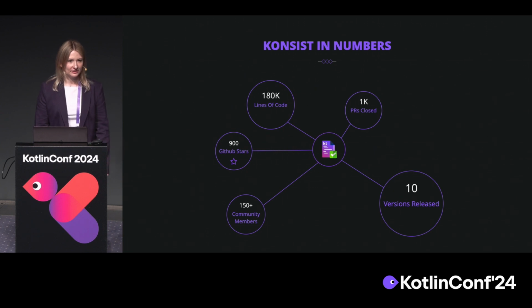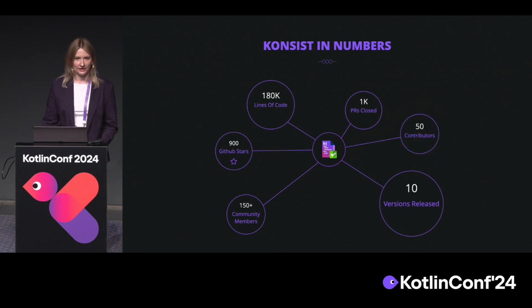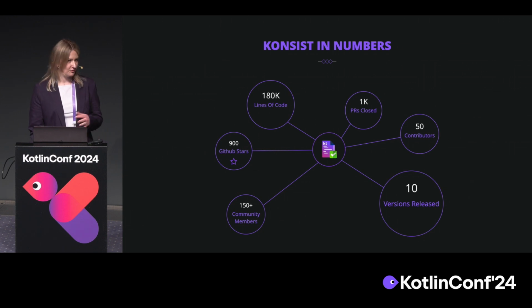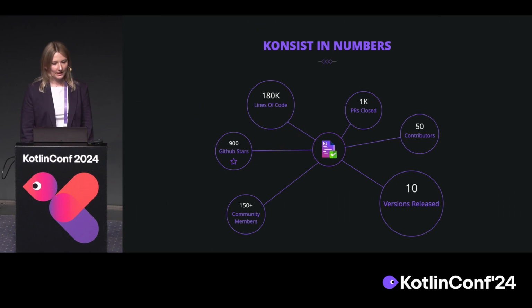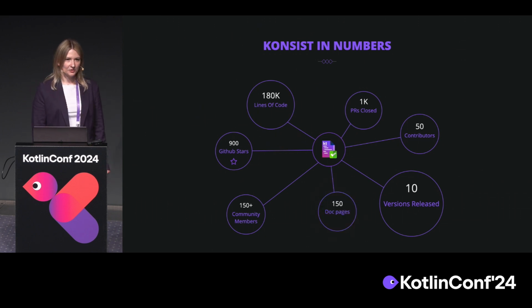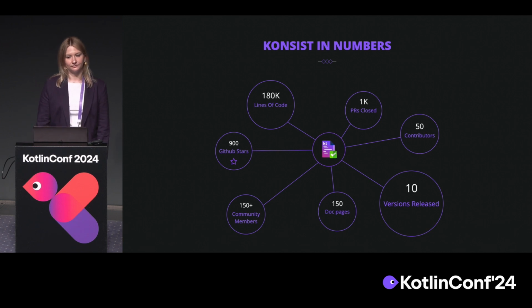We got a lot of positive feedback from our community, which has over 150 members. The Konsist team has over 50 contributors who are all in on making Konsist great. Whatever they write, whether they commit pull requests or write articles, their involvement keeps us moving forward. And Konsist boasts extensive documentation spanning over 150 pages.